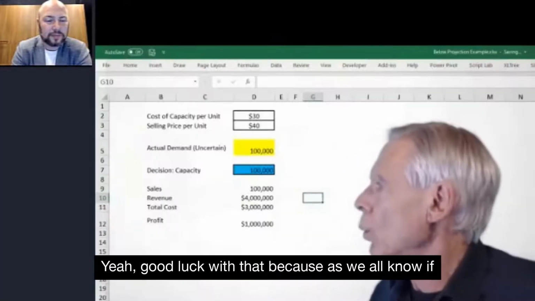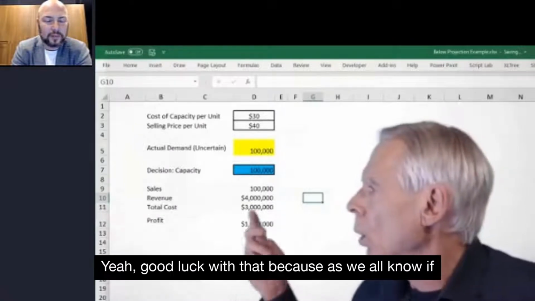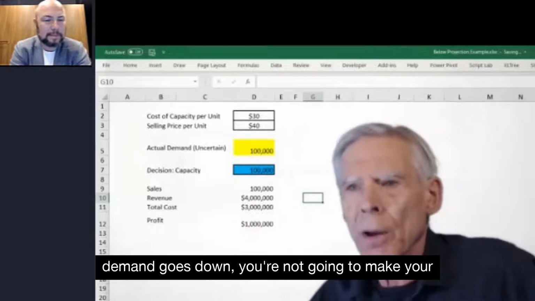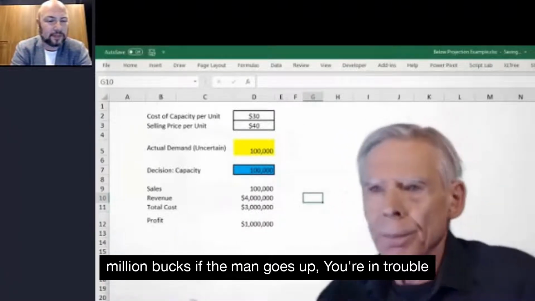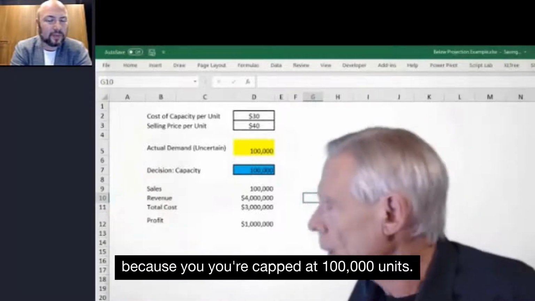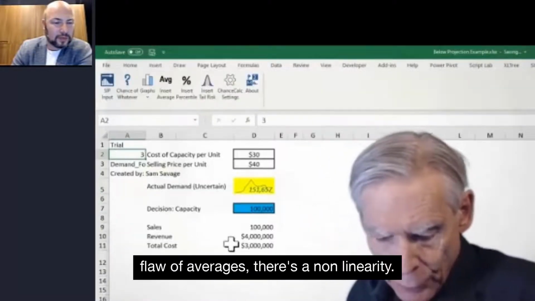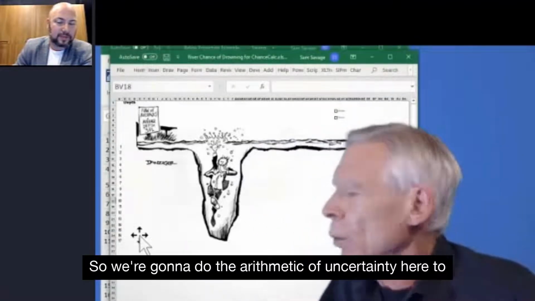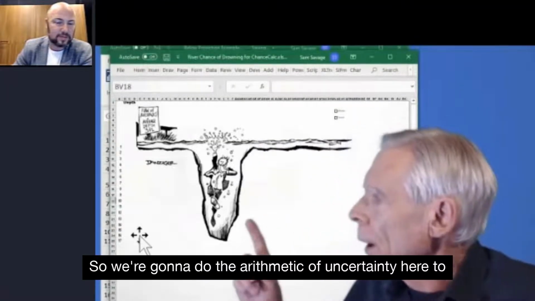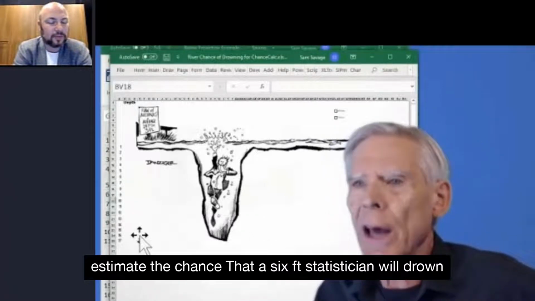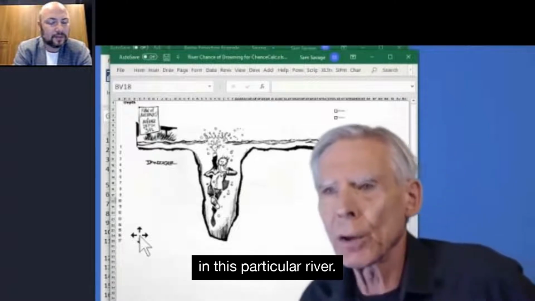Yeah, good luck with that, because as we all know, if demand goes down, you're not going to make your $1 million. And if demand goes up, you're in trouble because you're capped at 100,000 units. I mean, this again is the flaw of averages. There's a nonlinearity. So we're going to do the arithmetic of uncertainty here to estimate the chance that a 6-foot statistician will drown in this particular river.